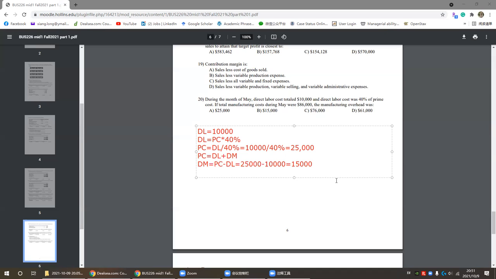Once we got our direct material, it asks you to calculate our overhead. We know that our total product cost will be equal to direct labor plus direct material plus overhead. So our overhead will be equal to our total cost minus direct labor and minus direct material. In here, our total cost is equal to 86,000, our direct labor is equal to 10,000, and our direct material is equal to 15,000. So what we got, our answer would be equal to 61,000 as the overhead. The answer will be D in this case.